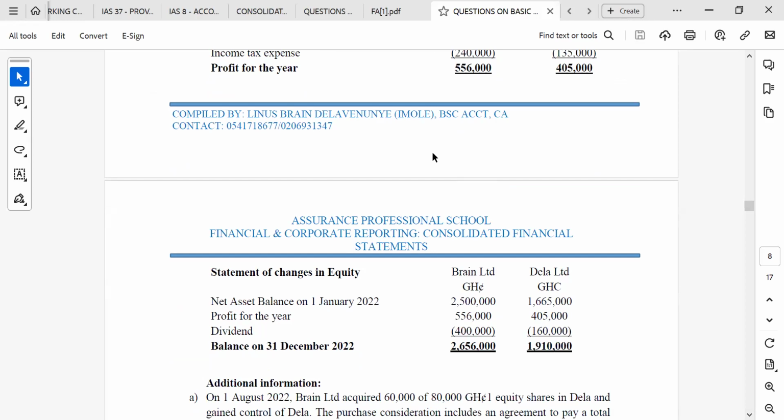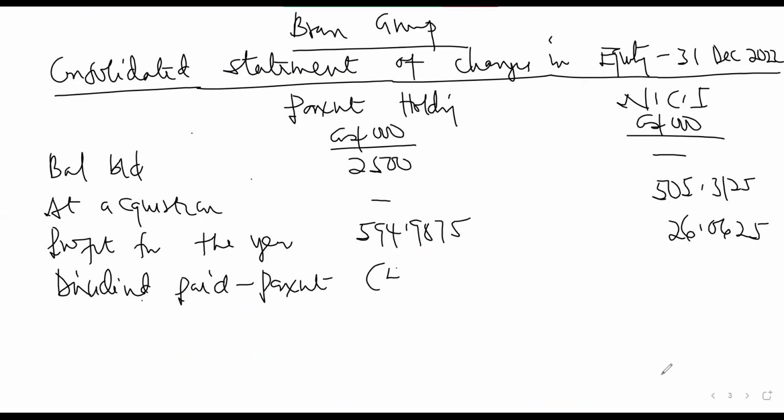The dividend paid by the parent, is it 200? No, that is 400. So the dividend will be a reduction here. And the dividend paid by the subsidiary is 160. But this 160, we share it among the NCI and then the parent. So NCI will take 25% of that.